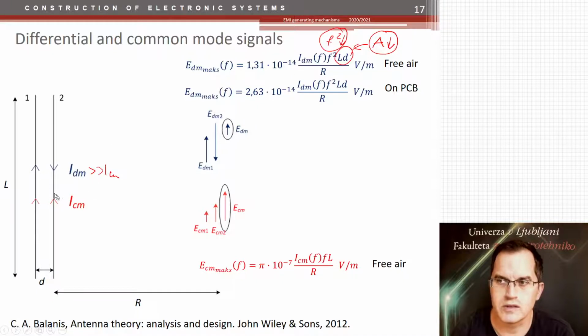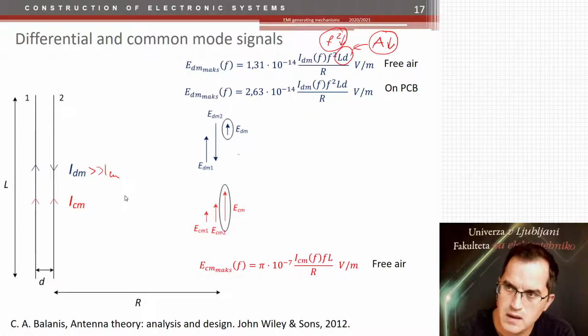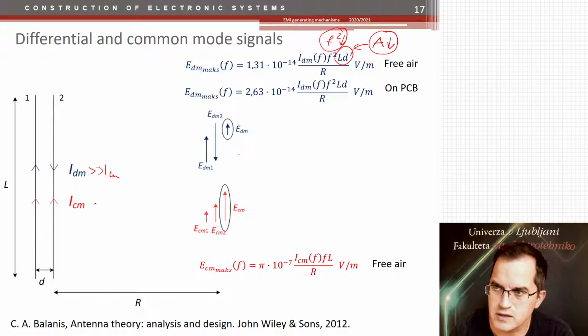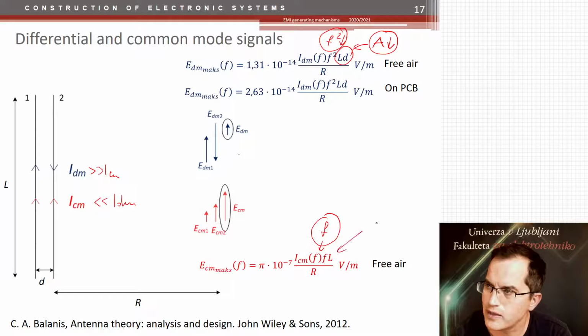What about the common mode current? The common mode current is much smaller. And therefore, since it's much smaller than the differential mode, you would say, okay, then we don't have much problems with it. Well, actually we do, because their electric fields are summing up because they are running in the same direction. Therefore, they are not canceling each other. And their electric field at a certain distance is not related to the area, but it's just related to the frequency here and the length of the cable.